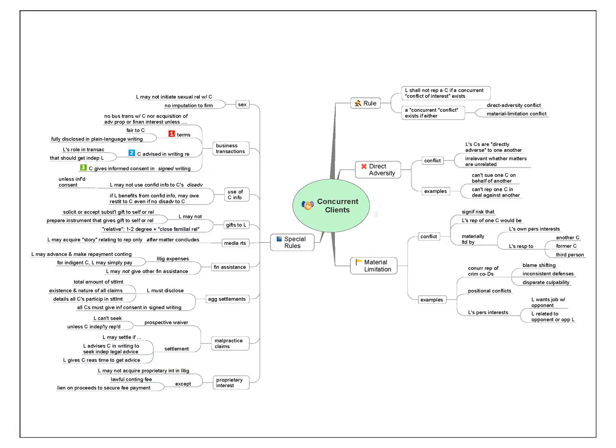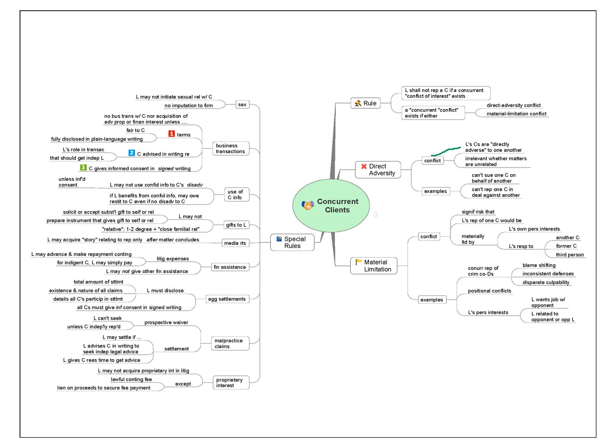Concurrent conflicts of interest. This is the most common problem that lawyers perhaps face with regard to the duty of loyalty. And the rule couldn't be simpler. It just says that a lawyer shall not represent a client if a concurrent conflict of interest exists. That's the basic rule in Rule 1.7. And Rule 1.7 goes on to define what a concurrent conflict of interest is. A concurrent conflict of interest exists either if there's a direct adversity conflict or a material limitation conflict. So let's look at each in turn, starting first with direct adversity conflicts.